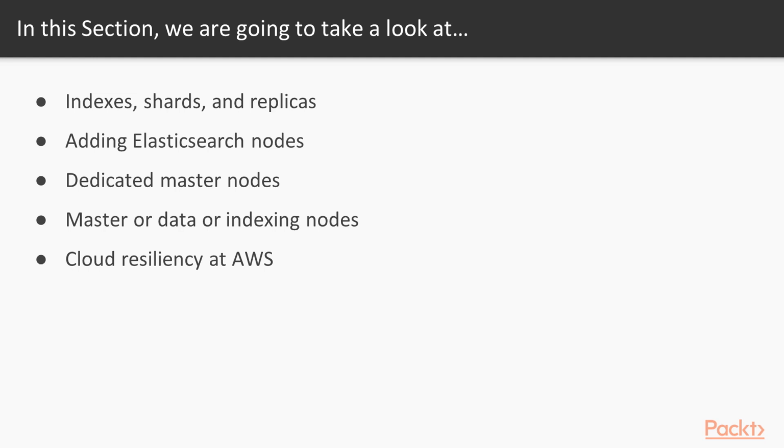We'll add ElasticSearch nodes. Then we'll talk about the different types of nodes, starting with a master node, we'll make a dedicated master node. And then we'll look at how we can make some nodes master eligible, how to have data-specific nodes as well as index-specific nodes. Then we'll look at some cloud offerings for ElasticSearch. We'll build some resiliency using AWS as well as Elastic's offering.